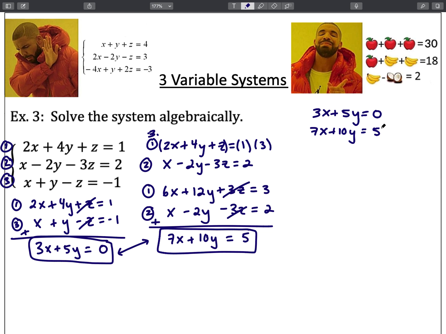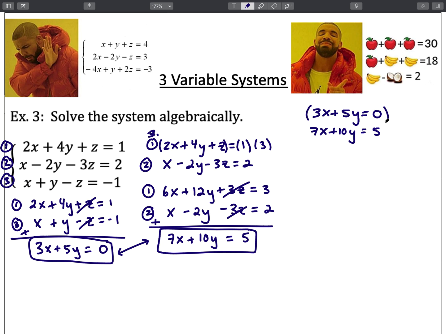So what if I wanted to solve this? What could be a good method of doing it? Well, I like elimination, so I'm going to try it that way. But if I add these equations straight down, they're not going to cancel. 3x plus 7x is 10x. 5y plus 10y is 15y. But the y's are actually looking pretty promising. On the bottom, I have 10y. On the top, if I could somehow get negative 10y, then they could cancel out.